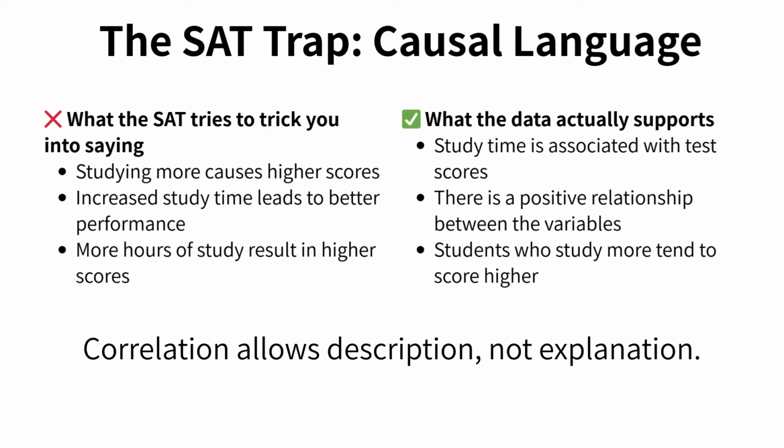A scatterplot can show association. It can show that two variables move together. But it cannot tell us that one variable causes the other. The safe, correct language uses phrases like is associated with, is related to, or tends to. On the SAT, choosing the wrong verb can turn a correct idea into a wrong answer. So remember, correlation allows description, not explanation.